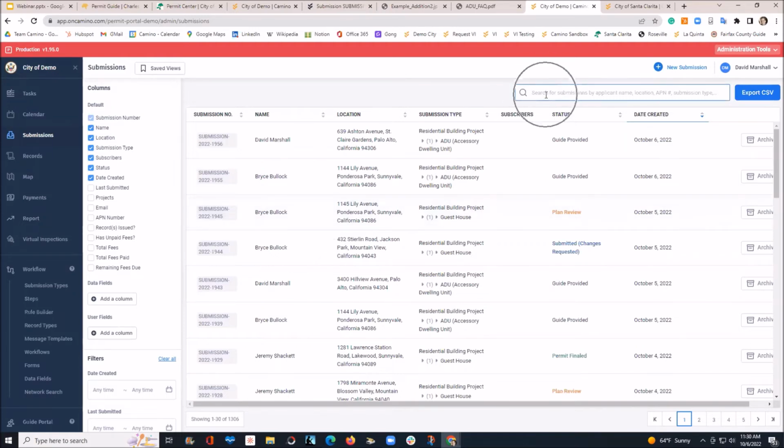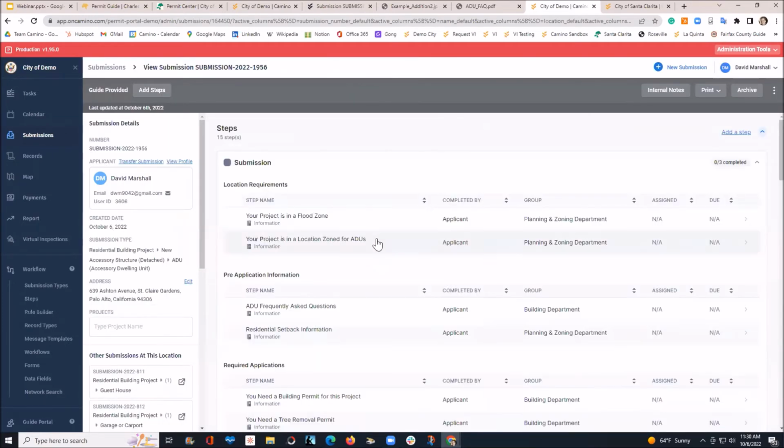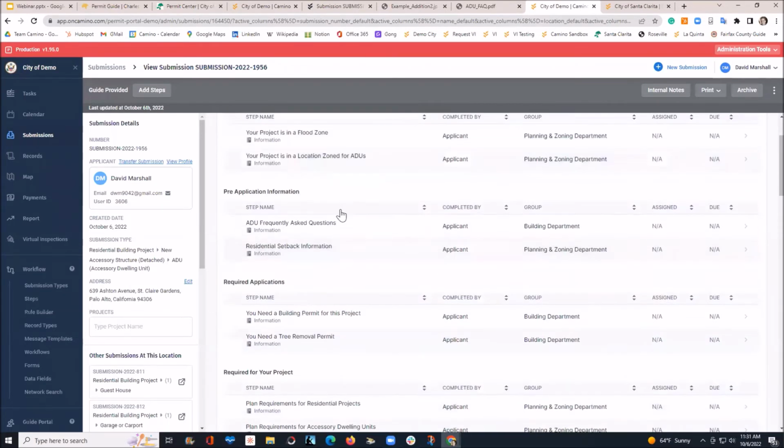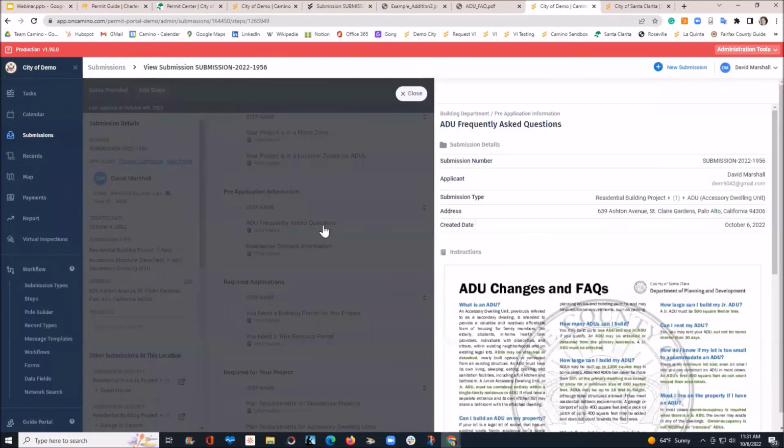Well, you can very easily search for their name or their address, or even the type of permit they're applying for. But in this example, this is me. This is the one we just did. And you can click and come in and see all the information on this individual. So all the information we shared with them about being in a flood zone and being zoned properly, or those frequently asked questions, you could open up and talk them through.